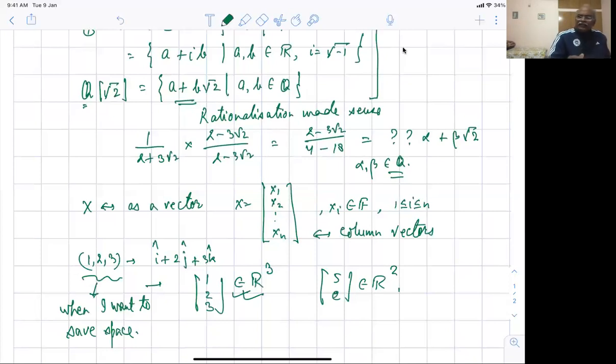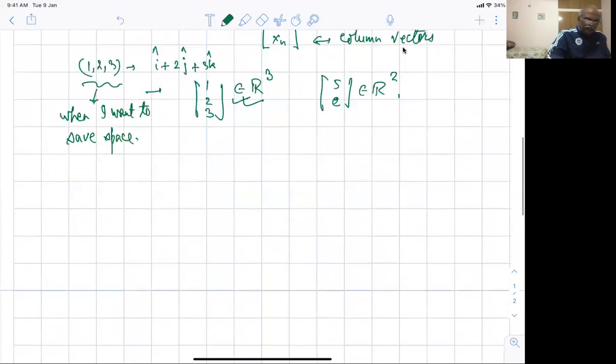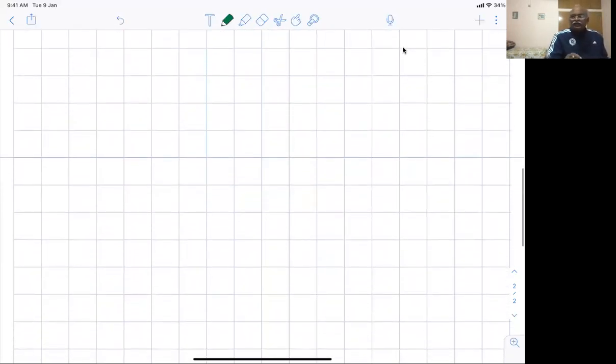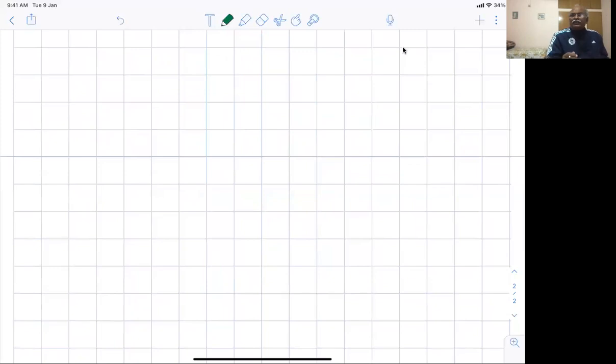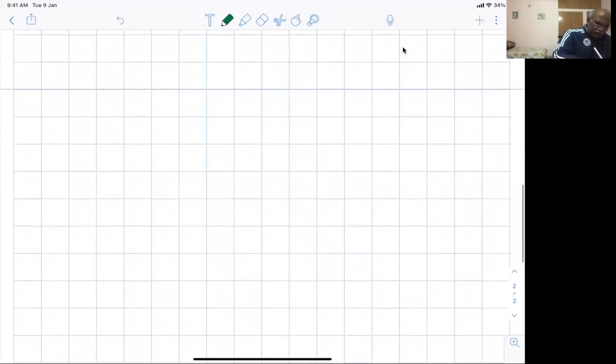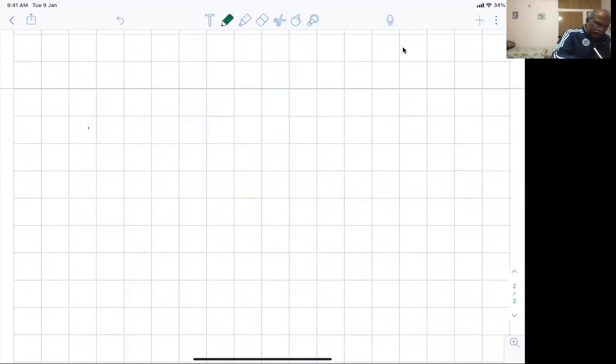The notes will be there. You can have a look at it and then you can proceed. Now, as I said, we would like to look at systems of equations in this course. So I'll start with systems of equations. The first thing is one equation in one unknown.